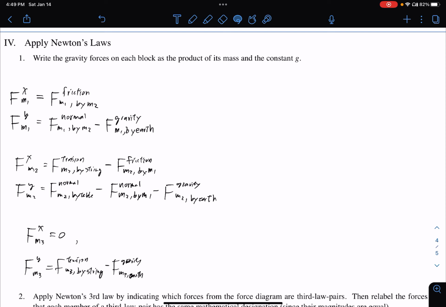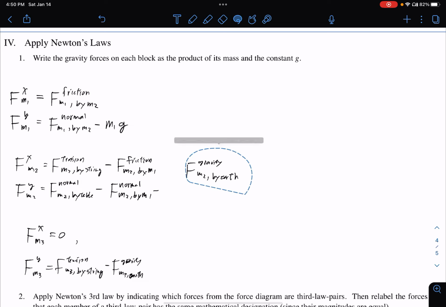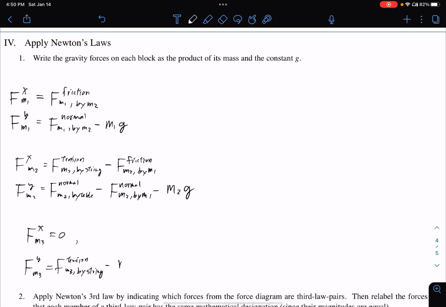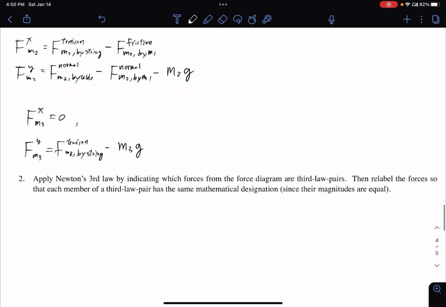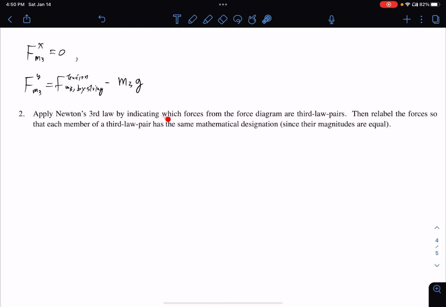We see that the gravity over here is acting on m1, so it's going to equal m1 times g. So let me replace that. This is m1 times g. And here we have another gravity acting on m2, so we can replace that by m2g. Here we have gravity acting on m3, so we can replace that by m3g.